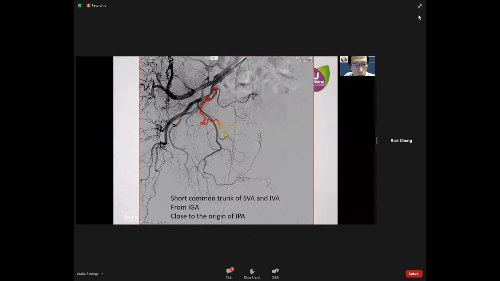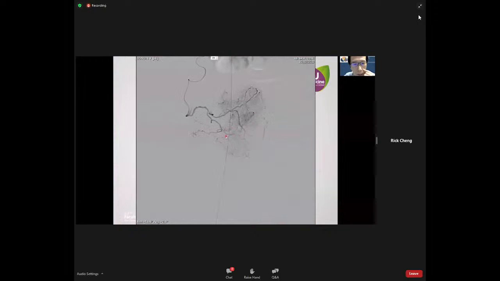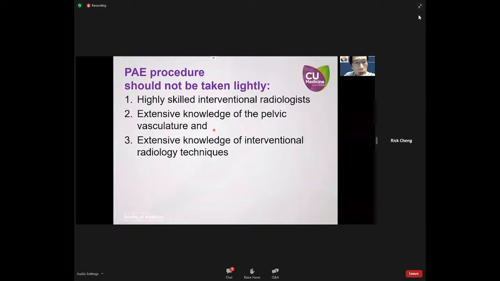So this is the inferior gluteal, internal pudendal artery, and this is a common trunk of the superior and inferior vesical artery, and this is the inferior vesical artery, and this is the prostate artery. So we will select up to the point of the border of the prostate to bypass all other branches, so as to avoid non-target embolization as much as possible.